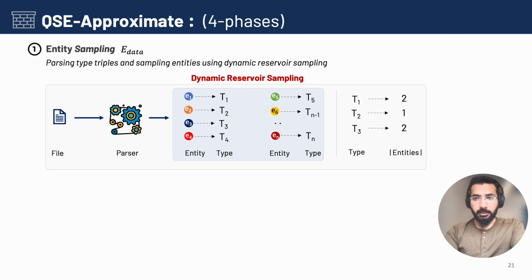In the approximate variant, the main difference is in the first phase, where we use dynamic reservoir sampling to extract entities. Reservoir sampling is a method for selecting k random samples from a stream of data in a single pass, ensuring each item is equally likely to be chosen.